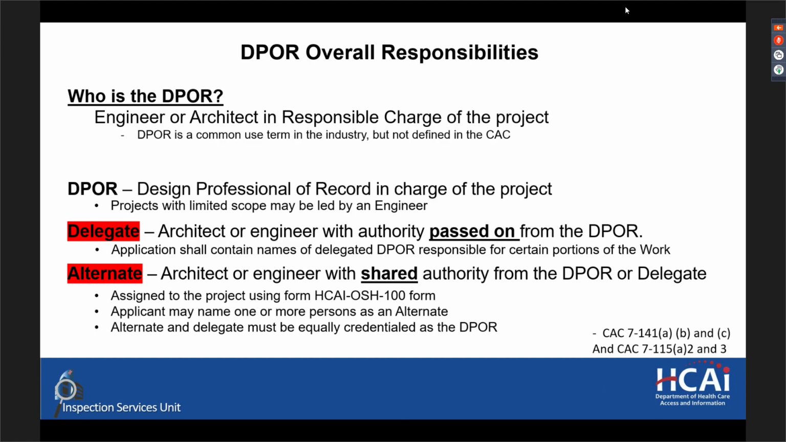Also, there could be an alternate who is an architect or an engineer with shared authority from the DPOR or delegate, and this person would be assigned to the project using the HCI 100 form. An applicant who is the main DPOR may name one or more persons as an alternate, but any individual who is named as an alternate and a delegate must be equally credentialed as the DPOR. So if it's an architect who's an alternate on the project, he needs to be licensed in the state of California, just as the design professional of record and responsible charge is.